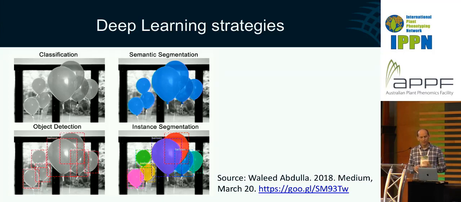And so you can consider some different strategies for deep learning, like classification. Does this image have balloons or not? Semantic segmentation, which is which pixels are balloon pixels, which pixels are not balloon pixels. Or how many balloons are there? So you could do object detection. You know where in the images the balloons are, and you know how many there are, but you don't know specifically which pixels are balloons. Or a sort of newer approach, which is a combined method called instance segmentation, where you can get both the location and the segmentation of that object.